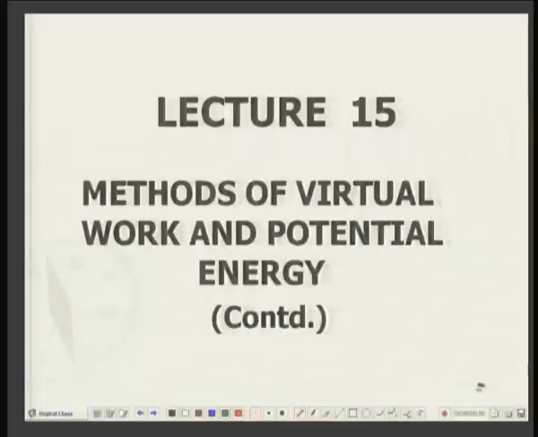In our last lecture, that is lecture 14, we analyzed the equilibrium of a system of particles and rigid bodies with the help of the principle of virtual work. Today we will start with another energy method or work method, namely the potential energy method. This is in a way an offshoot from the principle of virtual work.